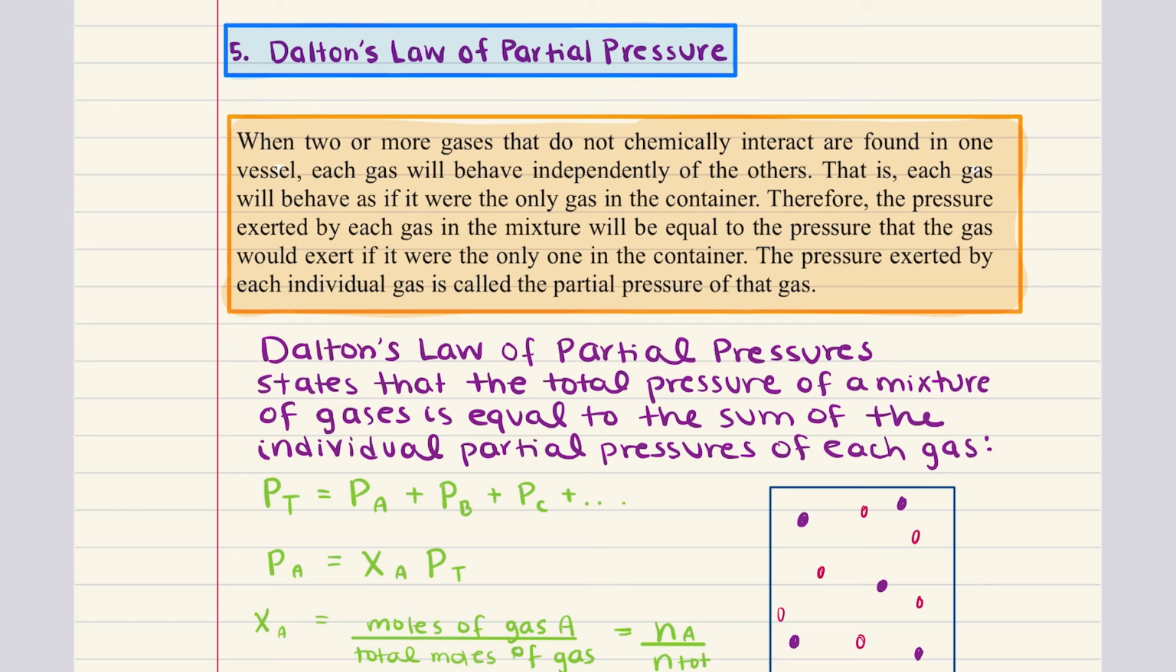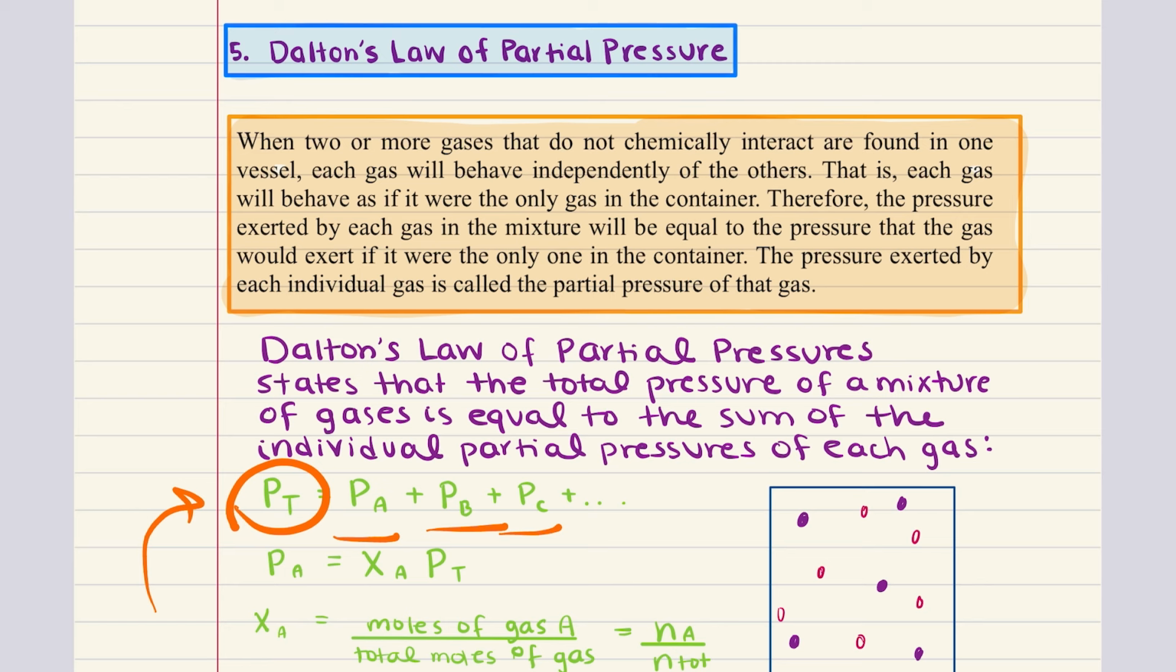The pressure that is exerted by each individual gas, that has a name. It's called the partial pressure of that gas. And in 1801, John Dalton derived an expression that we now know as Dalton's law of partial pressures, which states that the total pressure of a gaseous mixture is equal to the sum of the partial pressures of the individual components. Let me reiterate. The total pressure of a gaseous mixture is equal to the sum of the partial pressures of the individual components. So that equation is shown here for Dalton's law.